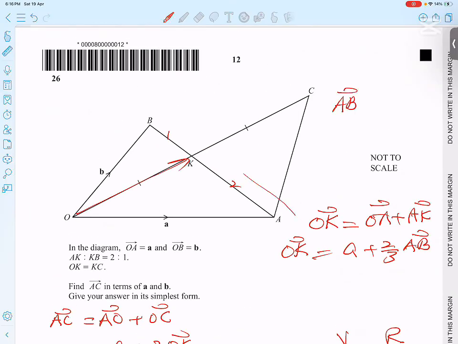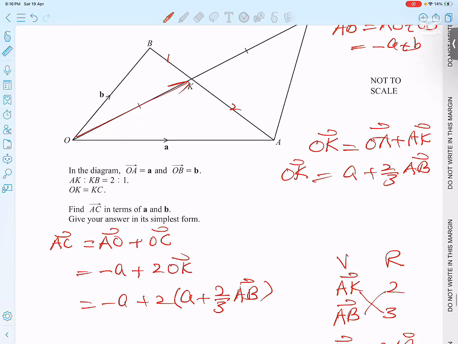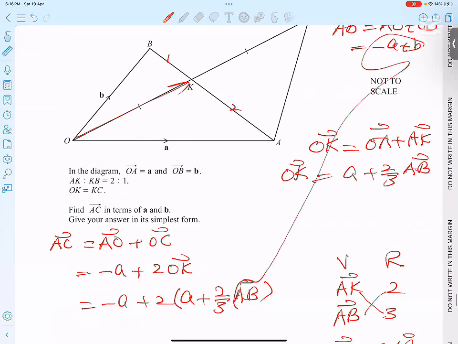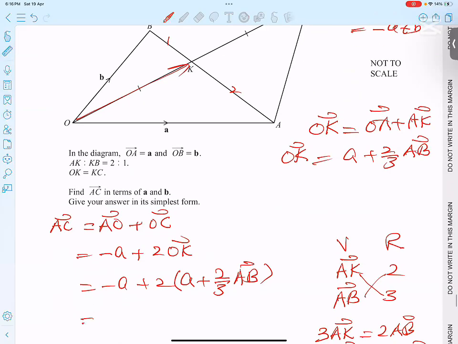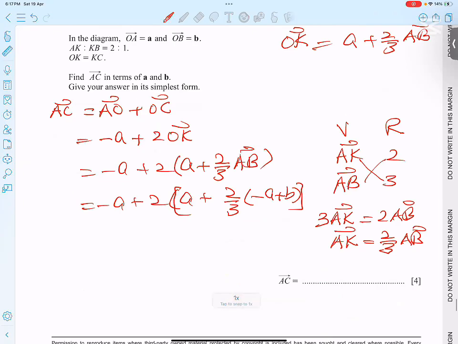So AB is this. Can I say A to O, O to B? Exactly. And that is equal to A to O plus O to B. And A to O going backwards is negative a plus b. This value I'm going to plug in here, and I'm getting my final answer. I'm writing here negative a plus b. So a little bit difficult anyway, but no problem.